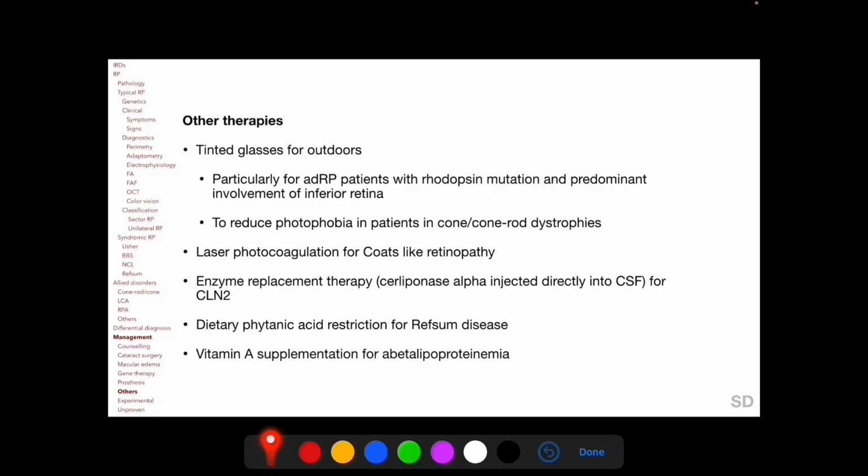Other therapies for patients with retinitis pigmentosa and allied disorders include tinted glasses for outdoors, and this is particularly so for patients with rhodopsin mutation having predominant involvement of the inferior retina, and for patients with cone and cone rod dystrophies who experience photophobia in bright environment. Laser photocoagulation for Coats-like retinopathy, enzyme replacement therapy for late infantile onset NCL, dietary phytanic acid restriction for Refsum disease, and vitamin A supplementation for abetalipoproteinemia.